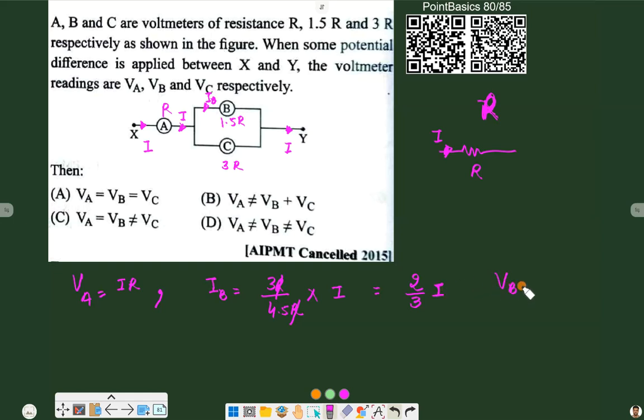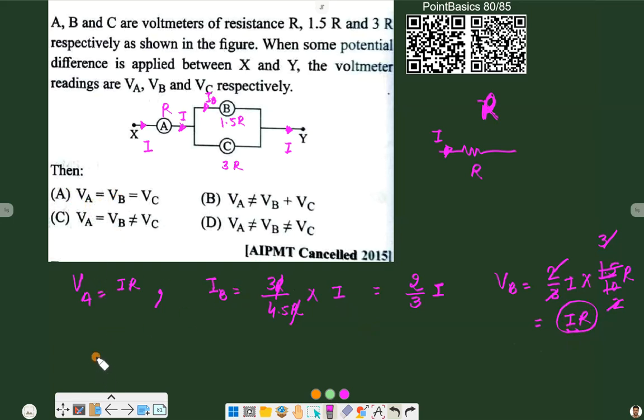So VB is equal to 2 by 3 of I multiplied by the resistance, that is 1.5R. So the 3 and 2 get cancelled, and it will again be IR. So VA is equal to VB.